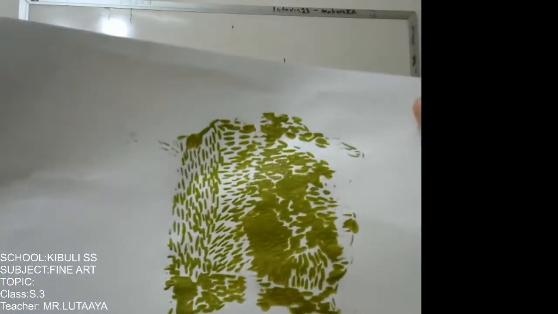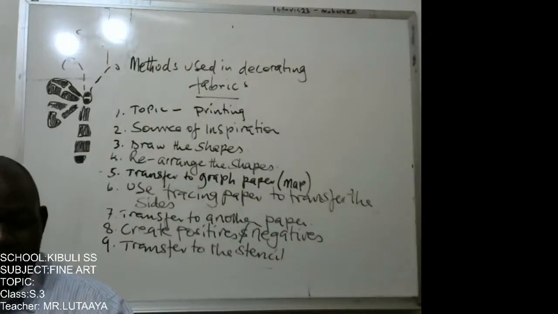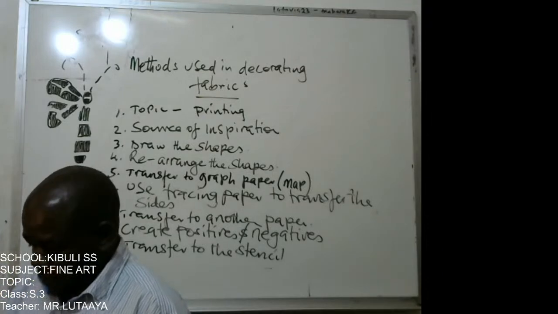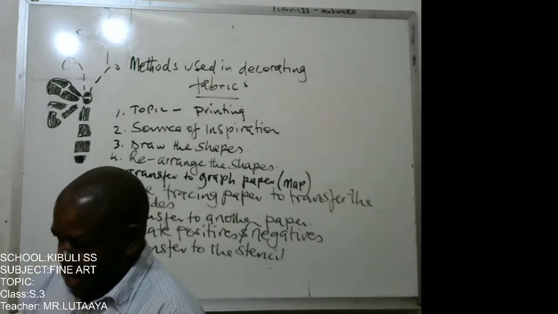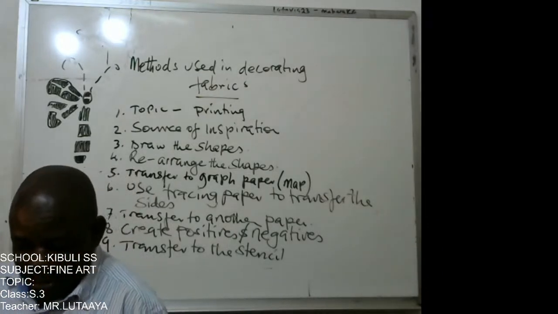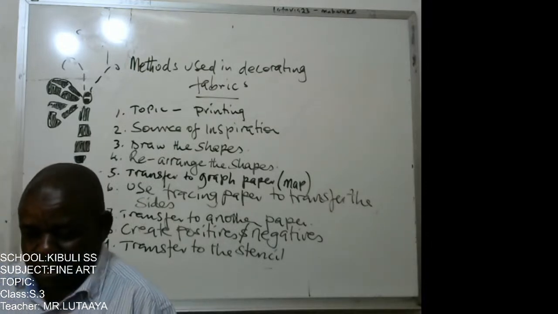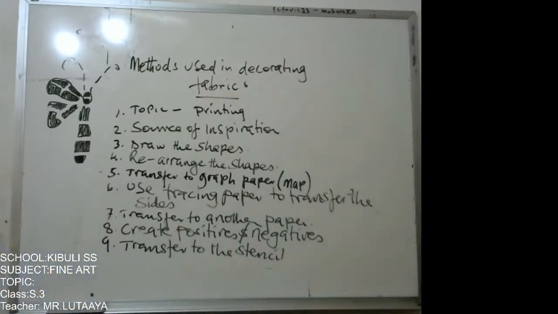What materials do we use for printing? We use printing paste. You can use any color so long as it is in semi-liquid form, like a homogeneous substance. It can work. So that is printing.